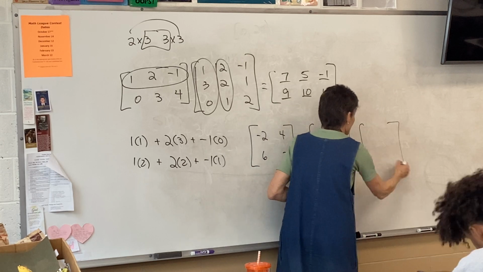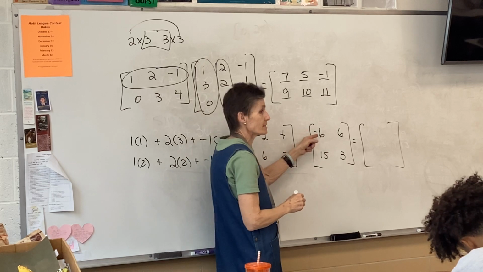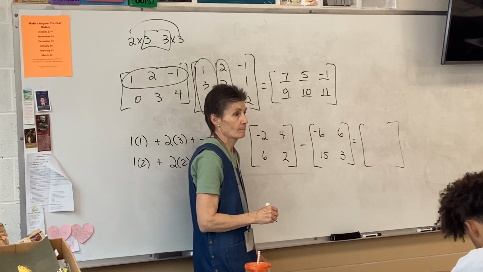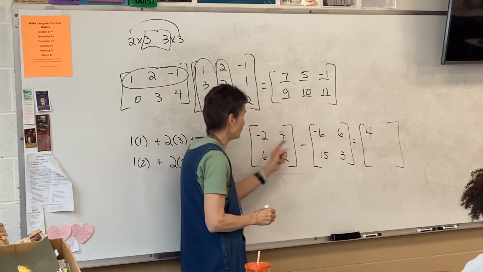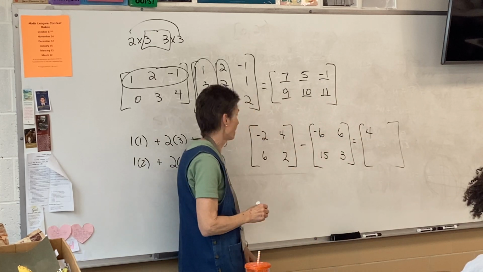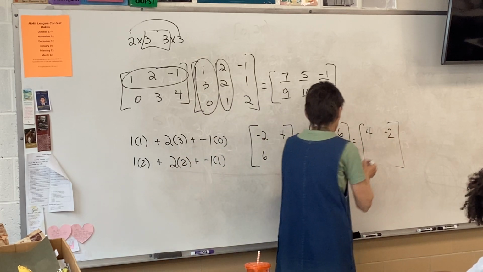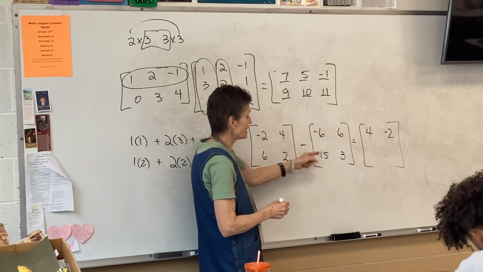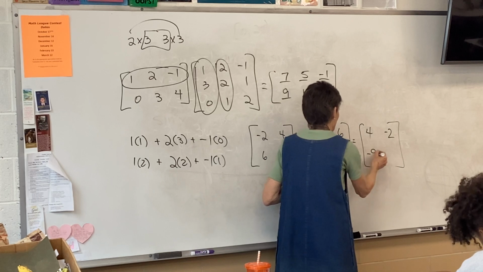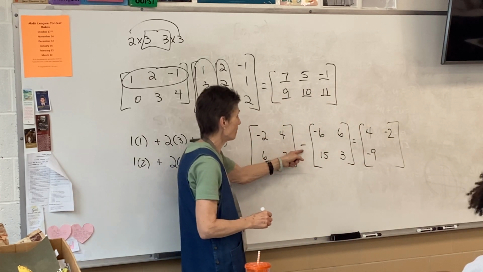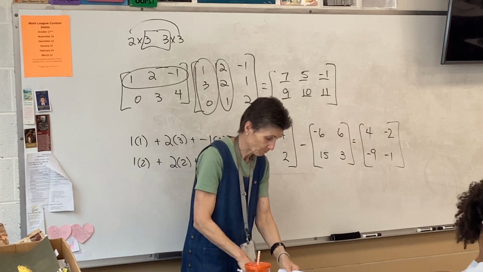All right, now I'll subtract entry by entry. So -2 minus -6. 4. That's -2 plus 6. 4 minus 6. 6 minus 15. And 2 minus 3. There we go. Beautiful.